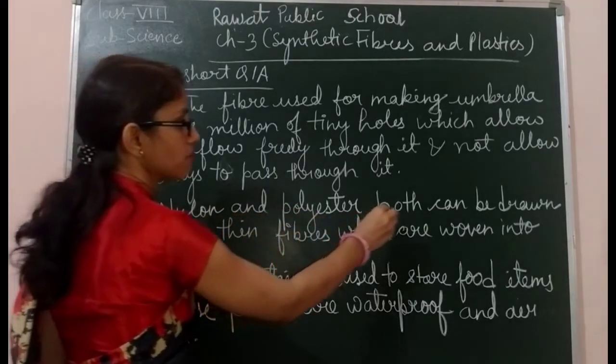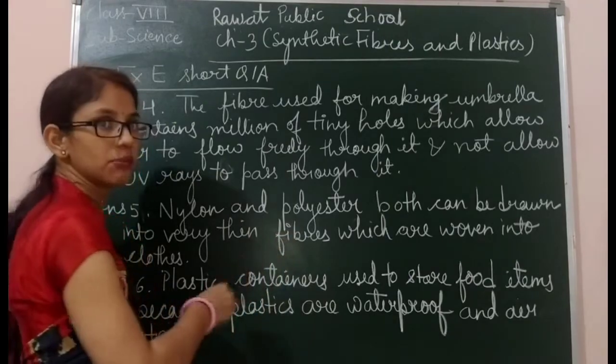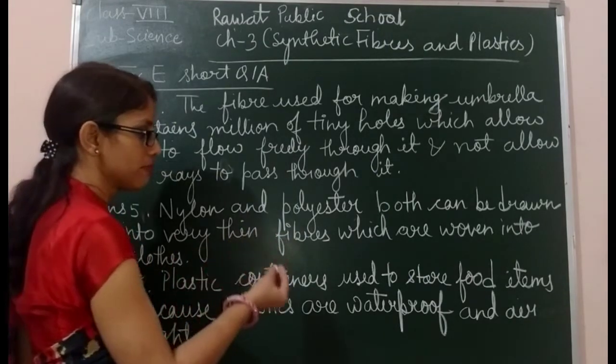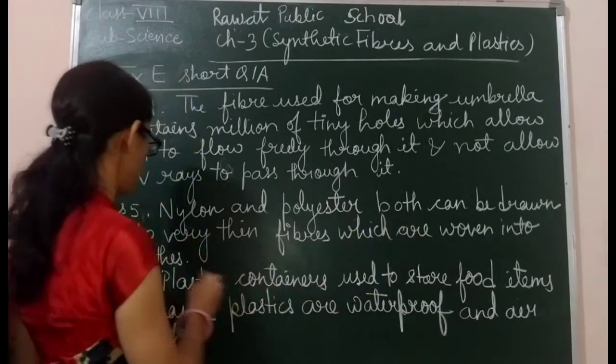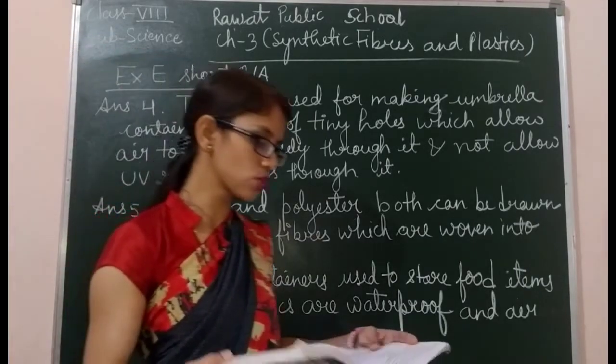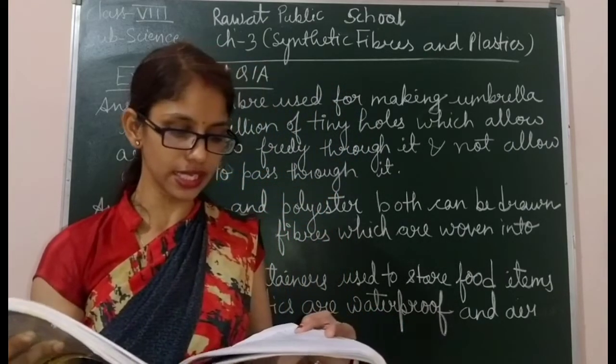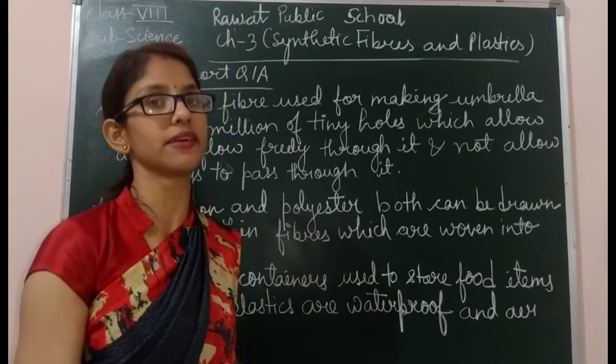Nylon and polyester both can be drawn into very thin fibers. They can be drawn into very thin threads, fibers, which are woven into clothes. Then from these fibers clothes are made. Okay student, next question number 6 is, why are plastic containers used to store food items?